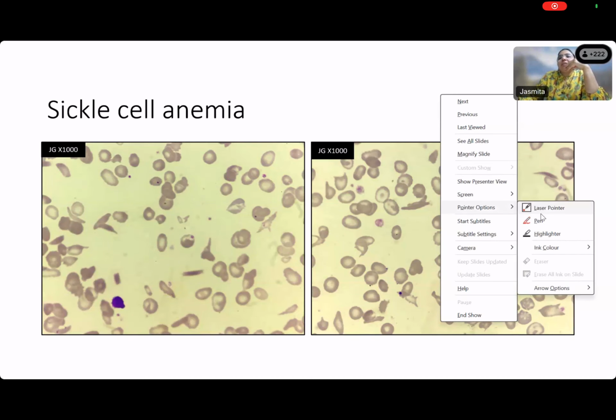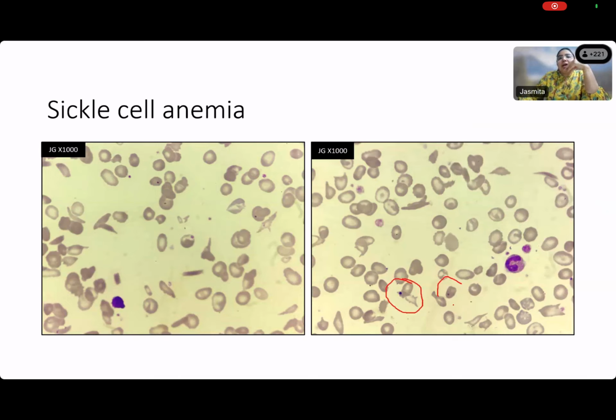So I'll ask you another question now. Let me see whether you can identify this or not. This particular RBC contains something. This RBC also contains something. Can you identify what this is? Howell-Jolly body, very good.